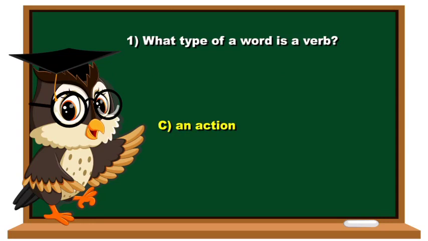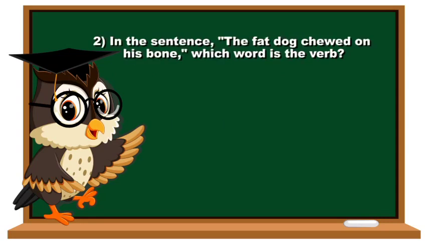Let's do another. Question 2. In the sentence, the fat dog chewed on his bone, which word is the verb? A, chewed. B, bone. C, dog. D, on. If you said A, chewed is the verb, great job.